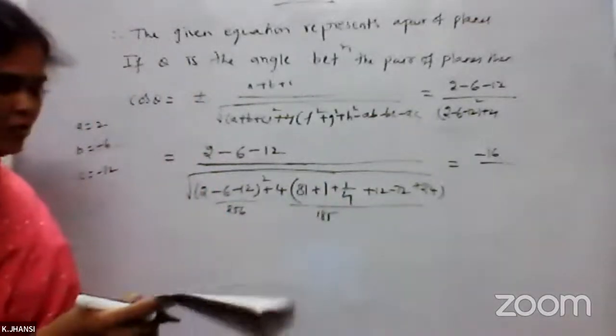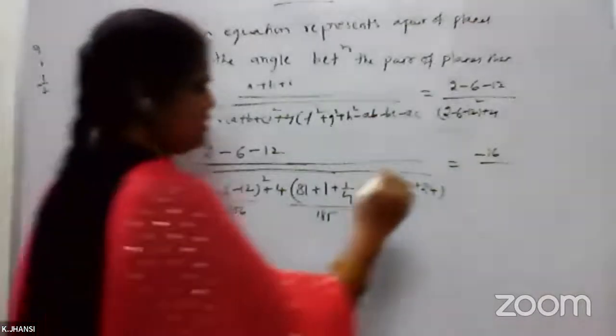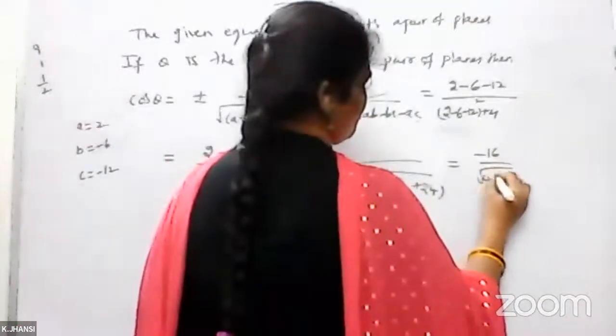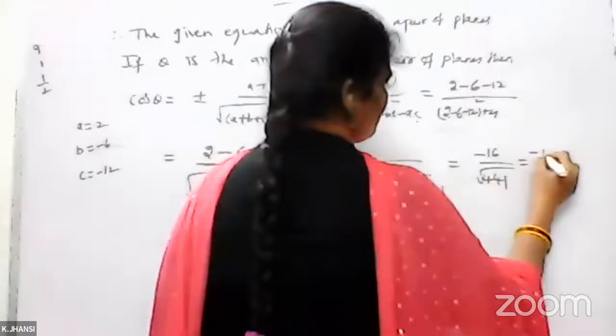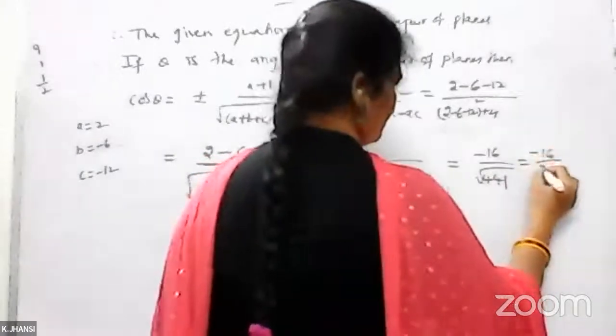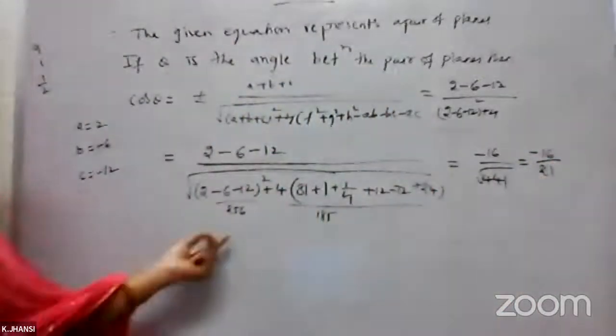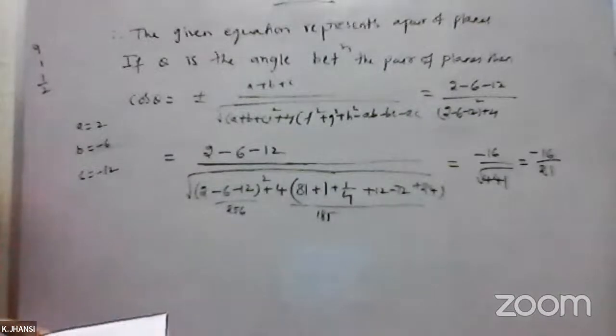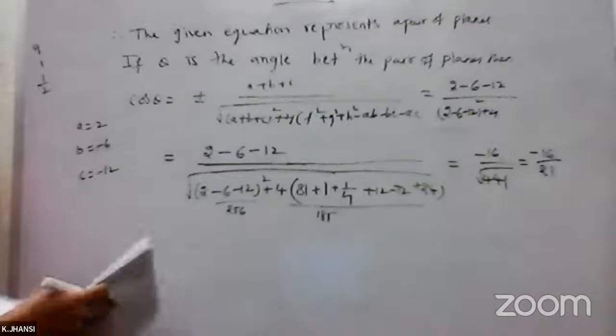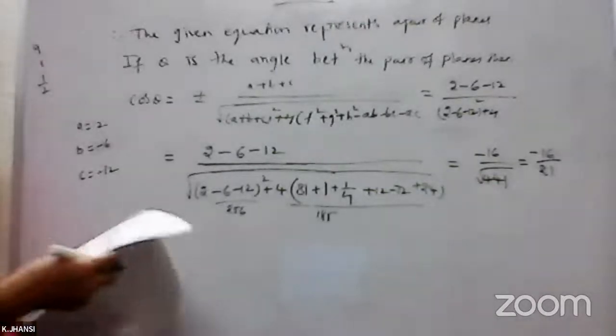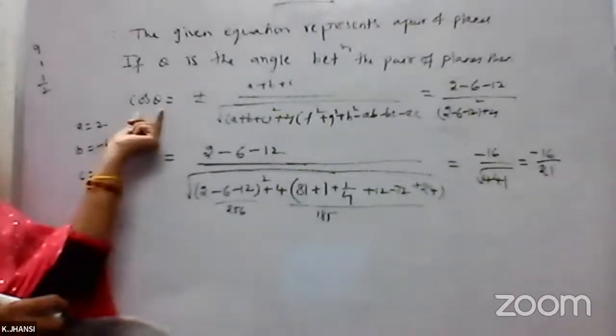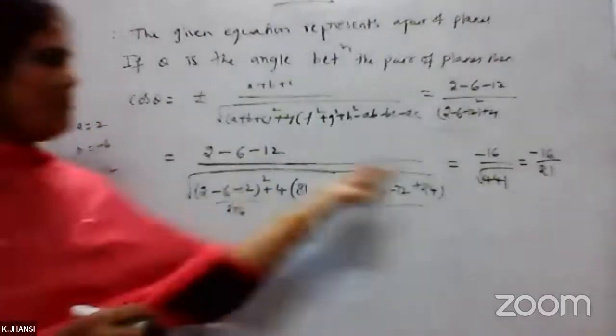So when you add both of them, you will get 441, that is root of 441. So it is equals to minus 16 by 21. Okay, so minus 16 by 21. So we need to find the value, no? That is theta is equals to, if you keep in the cos theta, then the value is same.